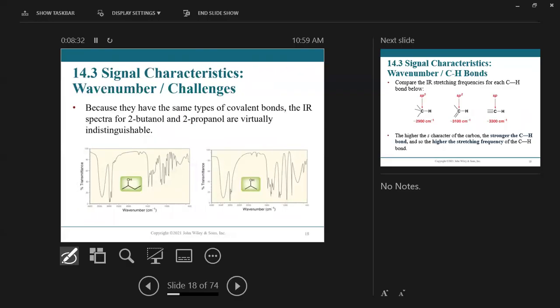So here we have two similar peaks. It says because they have the same type of covalent bonds, they both have alcohol groups. They're slightly different though, and this one has one more carbon here. The IR spectra for 2-butanol and 2-propanol are virtually indistinguishable. So you're going to have to blow up one of the regions to see where it occurs.